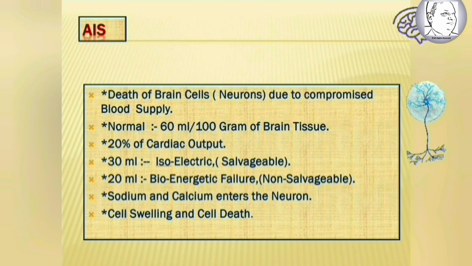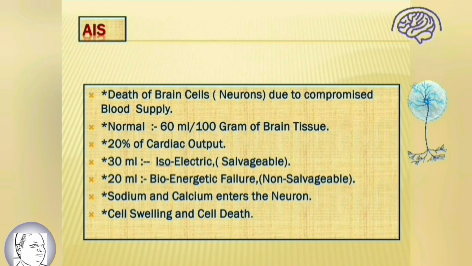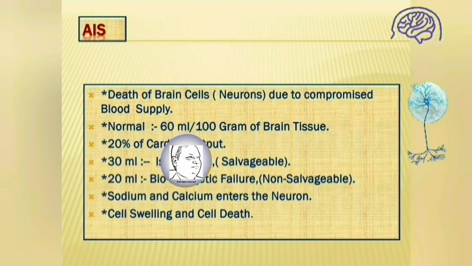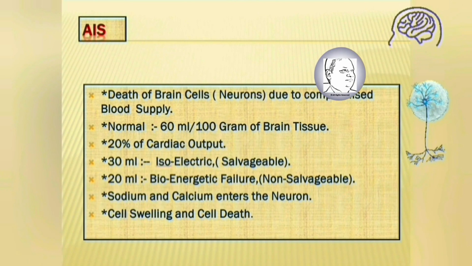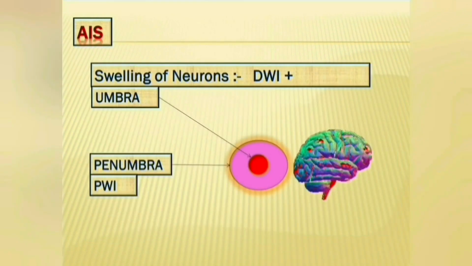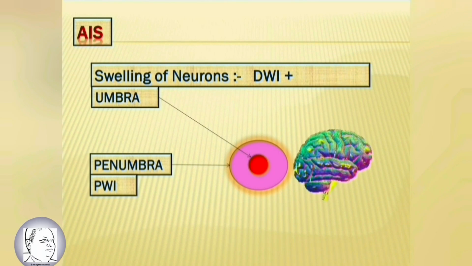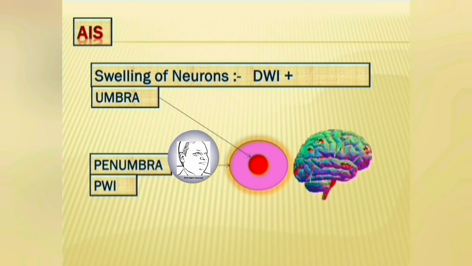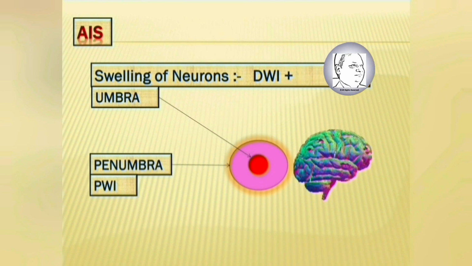At this time, sodium and calcium enter the neurons, leading to cell swelling and death of the cells, that is neurons. In MRI, it is shown as umbra and penumbra. Umbra is the non-salvageable part, shown as DWI positive. Penumbra is the salvageable part, shown as PWI positive. Acute infarct on MRI is DWI positive and FLAIR negative.